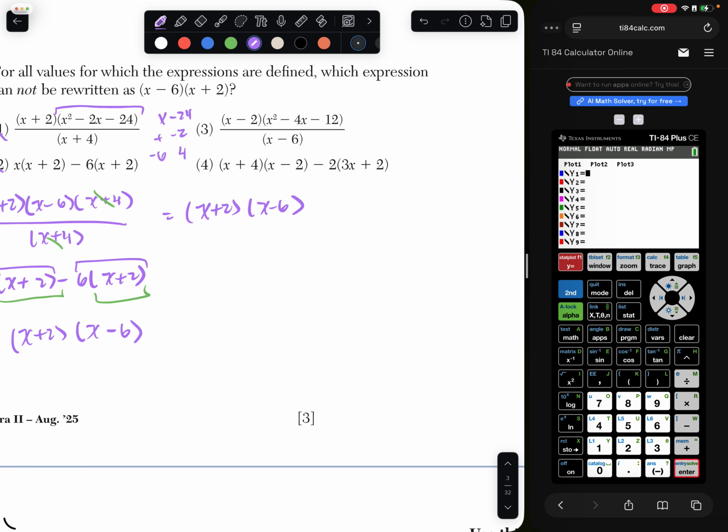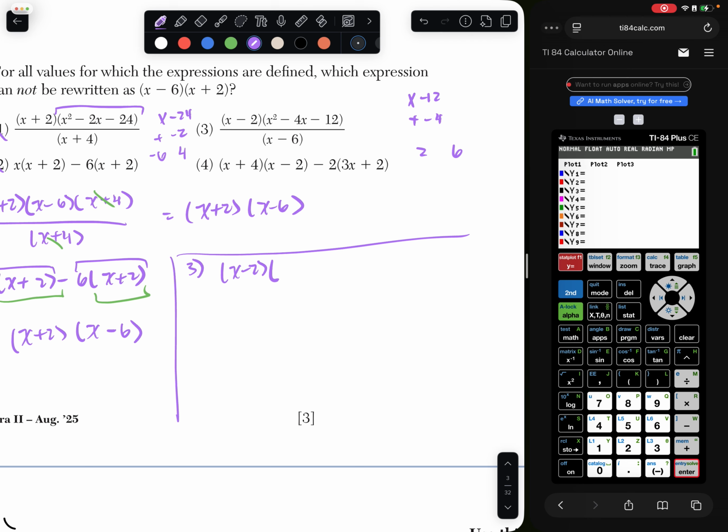Okay, for choice 3, I'm going to make myself some space here. For this, I'm going to try to factor it. So x minus 2, I want to find two numbers that multiply to negative 12 and add up to negative 4.